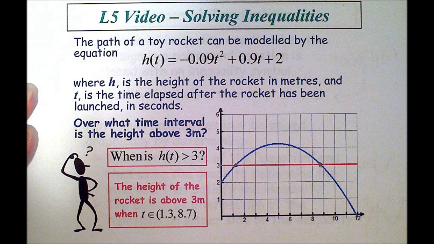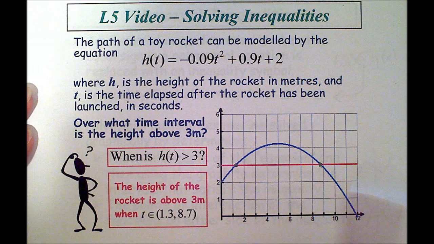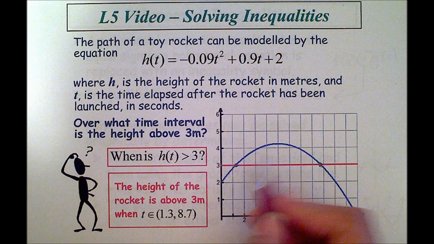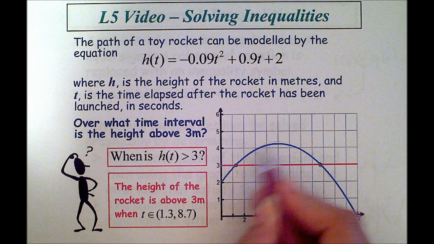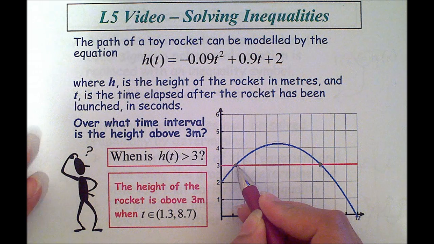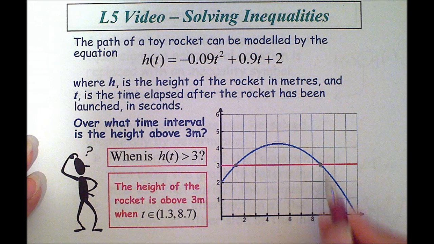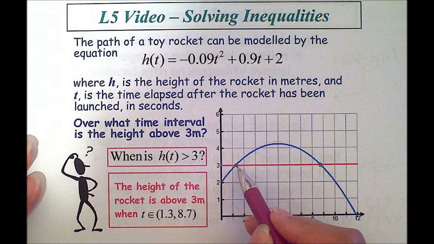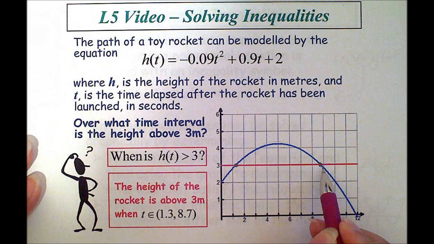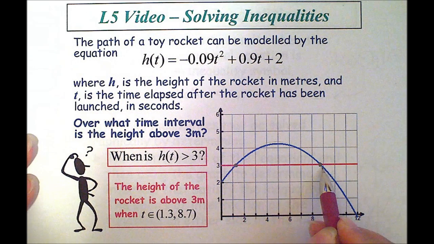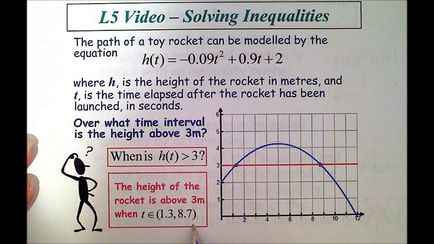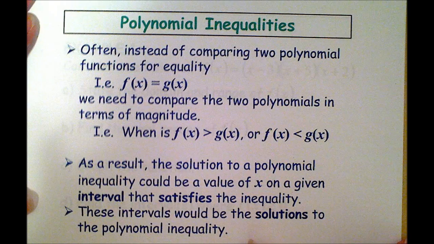Okay, so what you'll notice is that if you look at the actual graph, this part here is what we're trying to find. And so the values that you can see here is at a time of about 1.3 seconds till about a time of about 8.7 seconds, the rocket is actually above a height of 3 meters. Okay, and so in interval notation, we can write it as t is an element of 1.3 seconds to about 8.7 seconds. Okay, so we'll talk about what polynomial inequalities are before we continue to look at some more examples.